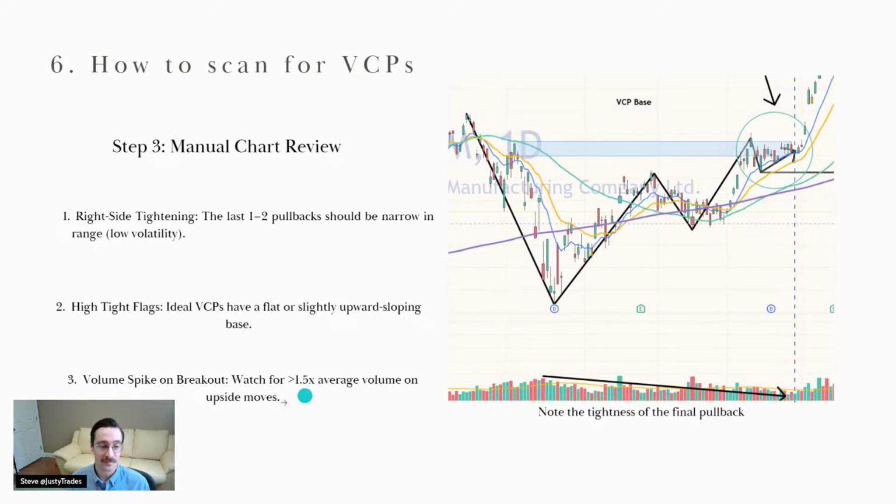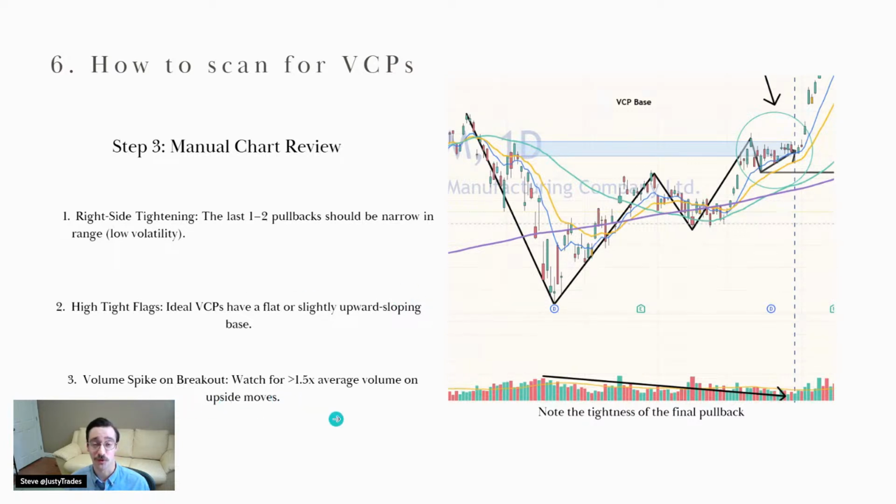That's the key. High and tight flags are also ideal. That's looking like something like Tesla in 2020, where it just surges like crazy and then consolidates way high up, but it bases higher up. And who are we to say that the leader won't keep leading? So that's always great. And then we want the volume spike on breakout.